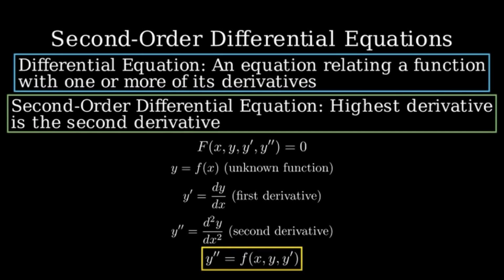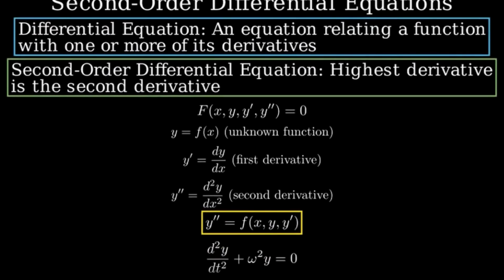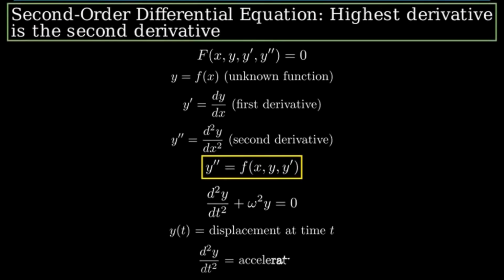A classic example of a second-order differential equation comes from physics, describing simple harmonic motion, like a mass oscillating on a spring: d squared y over dt squared, plus omega squared y equals 0. In this equation, the unknown function, y, is the displacement of the object at time t. d squared y over dt squared, or y double prime, is the second derivative of displacement with respect to time, which represents the acceleration of the spring.